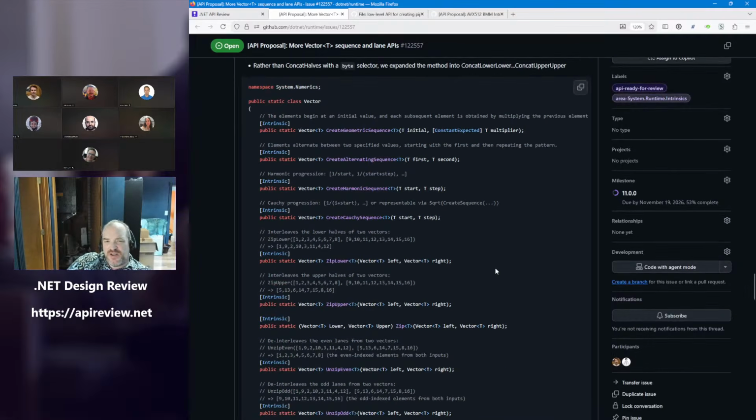Yeah, so the only other thing that I had, and I'll say it just so we can decide we don't care, is for alternating sequence, instead of first and second, do we want to say even and odd? I don't care. I would be fine with even and odd. And it would match how we use even and odd in other APIs like unzip even.